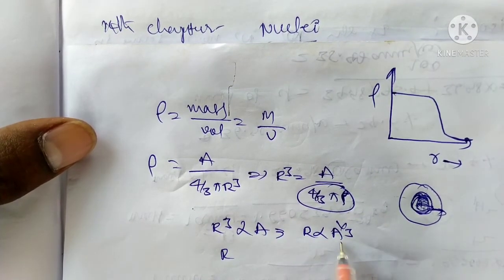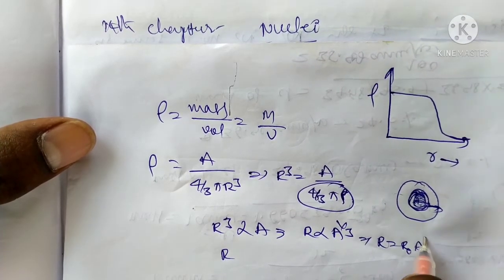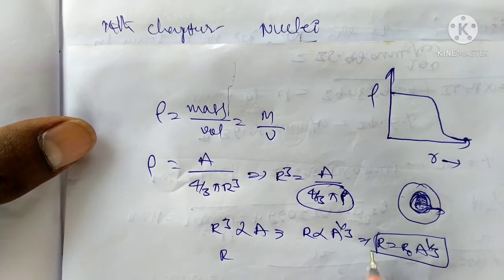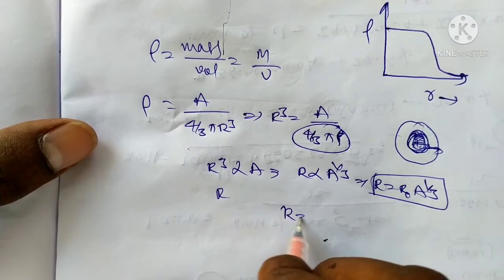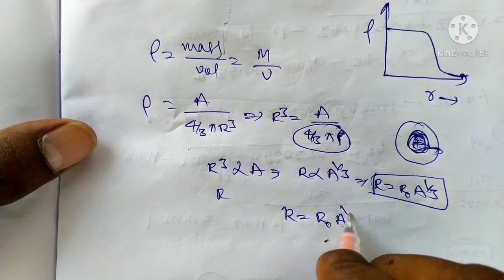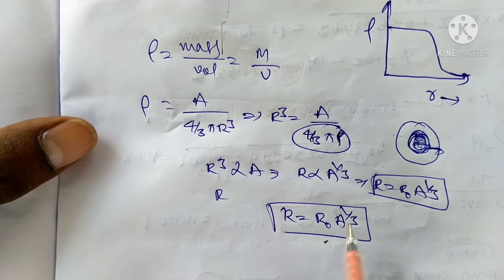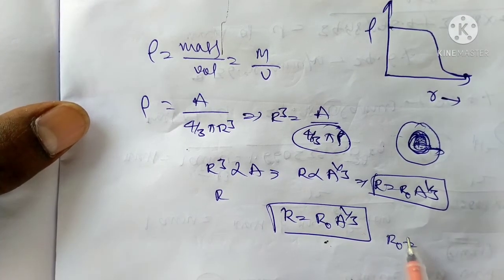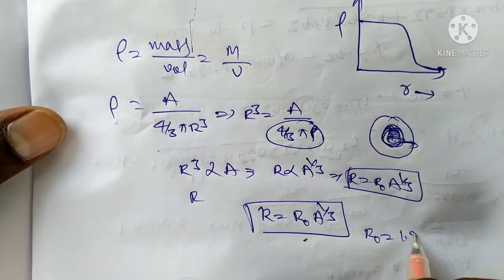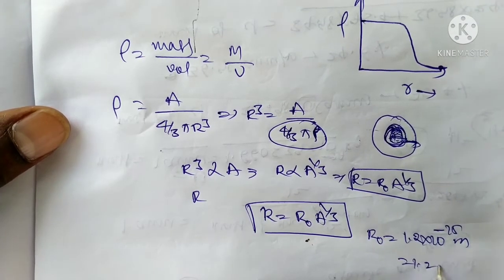Removing the proportionality, r is equal to r naught into A to the power of 1 by 3. This is the relation between the radius of the nuclei and the atomic mass number: R equals r naught into A to the power of 1 by 3. This is the relation for the radius or size of the nucleus. Now r naught is a constant value, 1.2 into 10 to the power of minus 15 meters, or 1.2 Fermi.